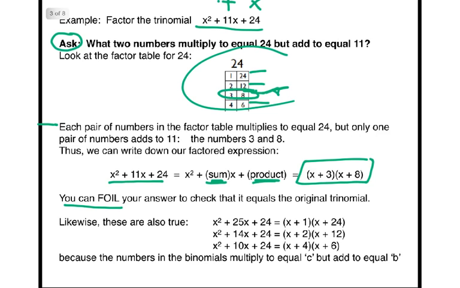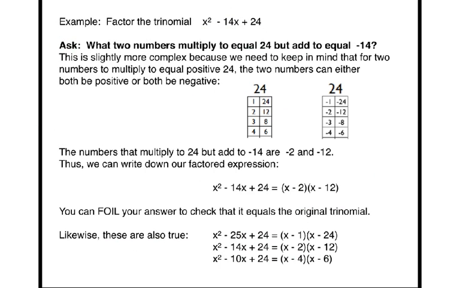Likewise, using this same factor table, we can see that all of these factored trinomials are also true, because 1 times 24 equals 24, and 1 plus 24 equals 25. Likewise, 2 times 12 equals 24, but 2 plus 12 equals 14. And 4 times 6 equals 24, but 4 plus 6 equals 10. Because the numbers in the binomials multiply to equal c, but add to equal b.